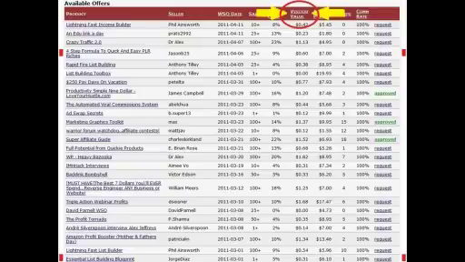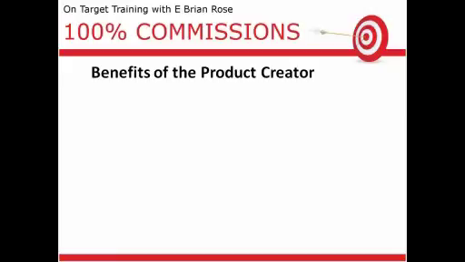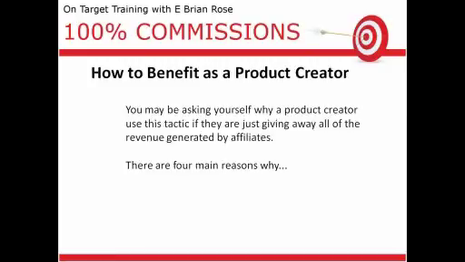Now, you might be asking yourself why people do 100% commissions, and I know this isn't really part of an affiliate trick, but it's important to know why, and a lot of you sell products anyway, so you'll get some benefit out of this. You might be asking yourself why a product creator uses the tactic if they're just giving away all of the revenue generated by the affiliates, and there are 4 main reasons why. So I'm going to just go through those right now.